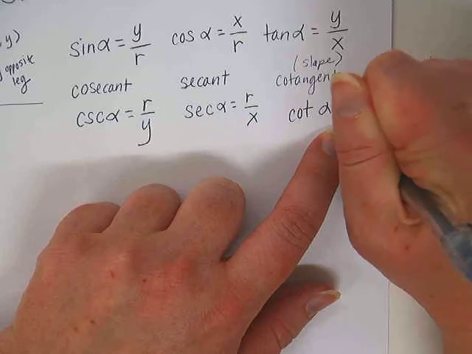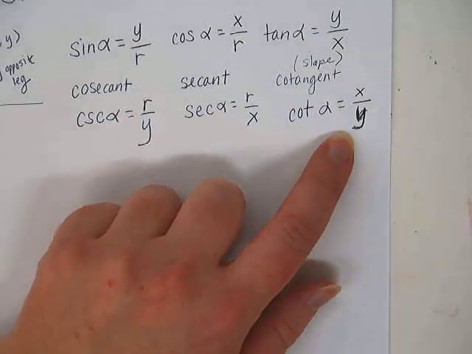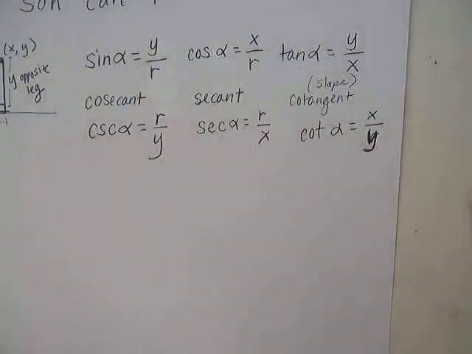Are the cosine and the cotangent the same? X over R, or is it? Oh, I'm trying to tell jokes at the same time, and that's terrible. No. It's x over y. Okay, my bad.